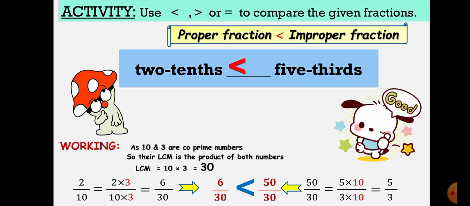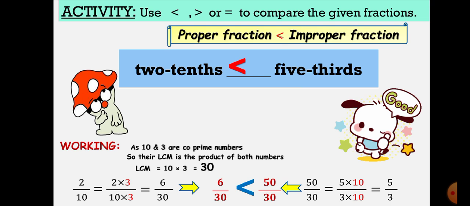As you know, 10 and 3 are co-prime numbers, so I have to take the LCM of both numbers. Take 10 multiplied by 3 equals 30. That means 2 over 10 is going to be multiplied by 3, and I'm going to get 6 over 30. Then 5 over 3 is going to be multiplied by 10, and I'm going to get 50 over 30. Okay, so 6 over 30 and 50 over 30.